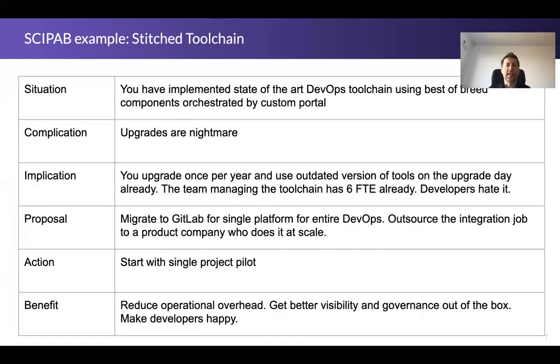Another example, selling a toolchain integration situation: you have best-of-breed components orchestrated by a custom portal. Hard to dispute. Complicated upgrades are an absolute nightmare. Now, they can disagree with this. They can say, oh, we're doing fine with that, but likely it's going to either cost them money and people, or be complicated, or both. If it is, then the implication is that it's costly, 6 FTE, developers likely hate it, and they're probably running on an outdated version of tools. And then it logically flows into the proposal: migrate to GitLab, which is a single platform for the entire DevOps, because when you do it, you will reduce operational overhead, get better visibility, and make developers happy. And if they say, yes, but how do we do that? Start with a single project pilot. So that's just another example of how SCIPAB can be put into action.